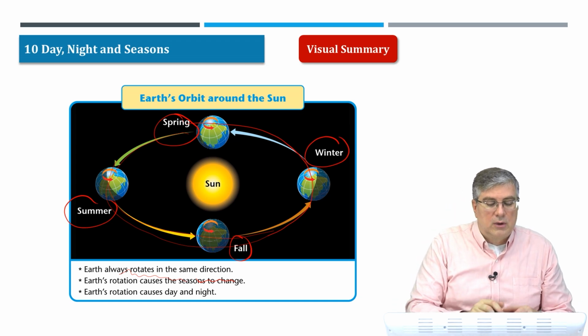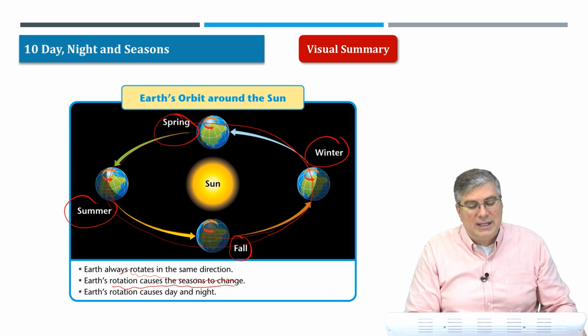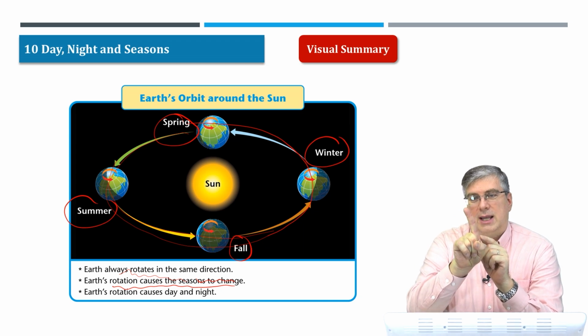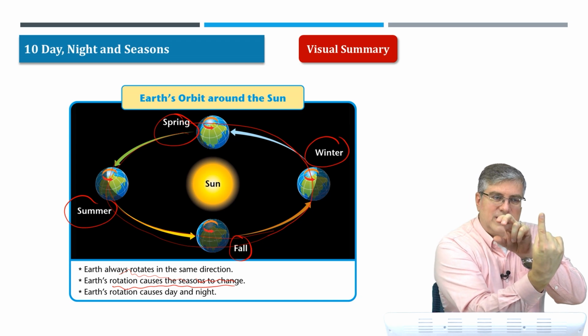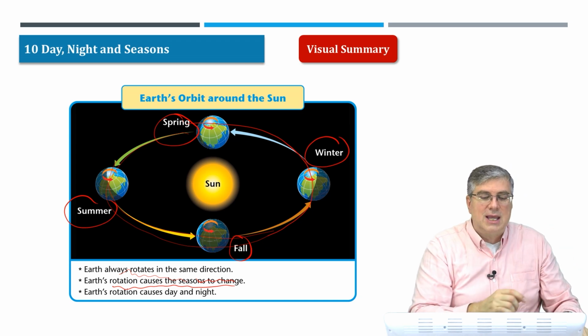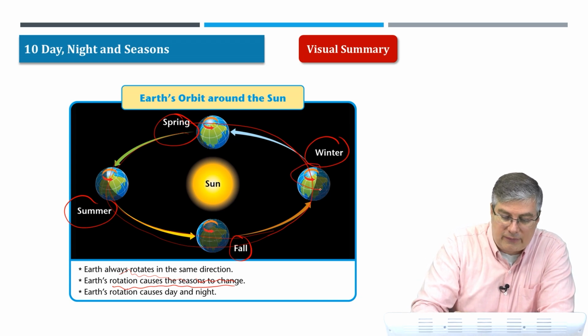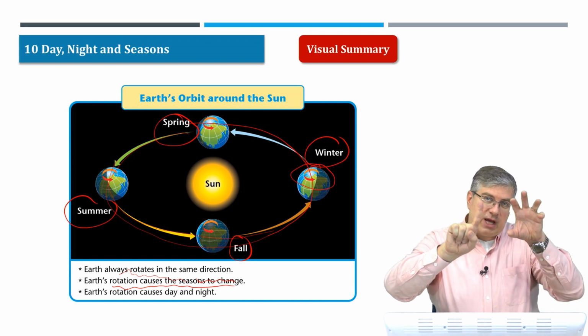Okay, so Earth's movement causes the seasons to change. Why is that? Remember, there's two things going on. The Earth is tilted, right? And it's moving around the sun. So it's tilted like this. Well, sometimes that tilt means that the northern hemisphere, the northern part of the Earth, is sometimes pointed towards the sun, right?